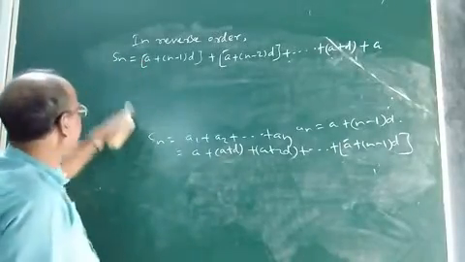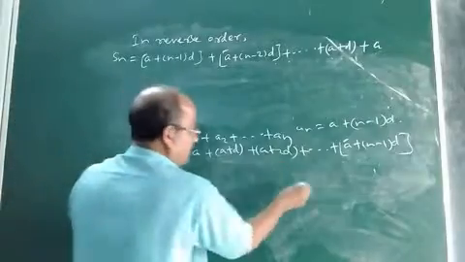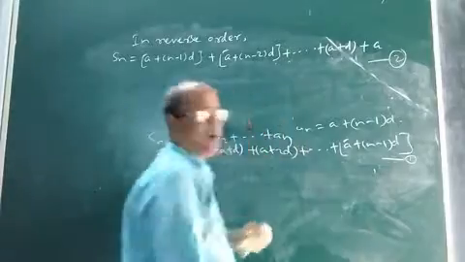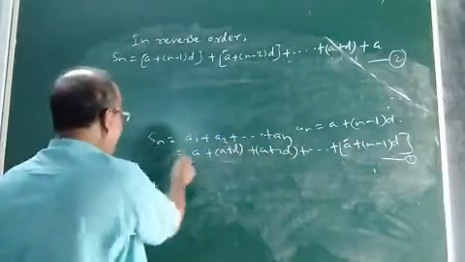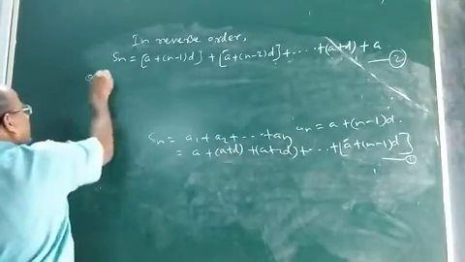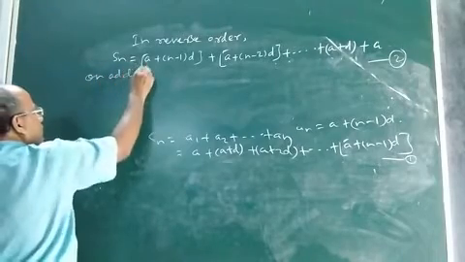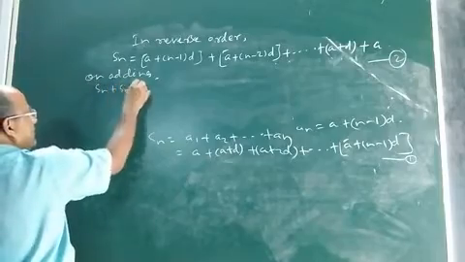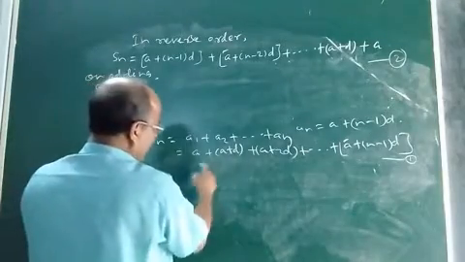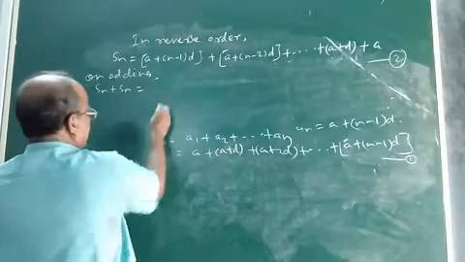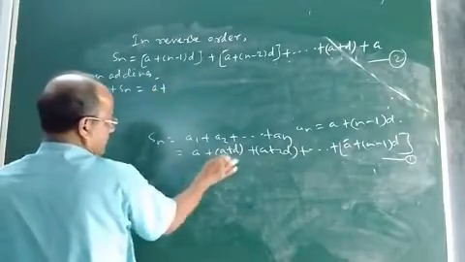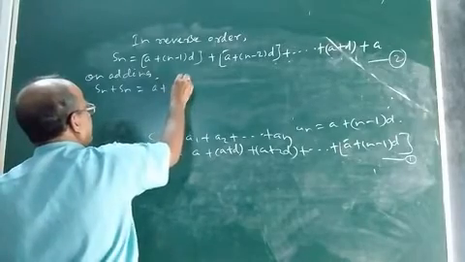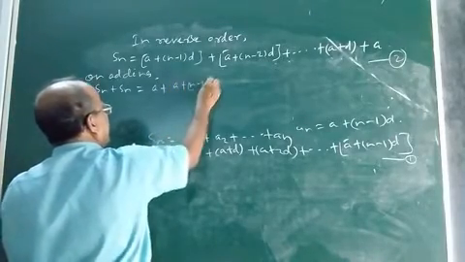Now you add this equation and this equation. Suppose this is equation 1 and this is your equation 2. Now on adding equation 1 and 2, what will we get? Sn plus Sn will be equal to A plus, this is the first term and this is the first term, A plus n minus 1 into D.